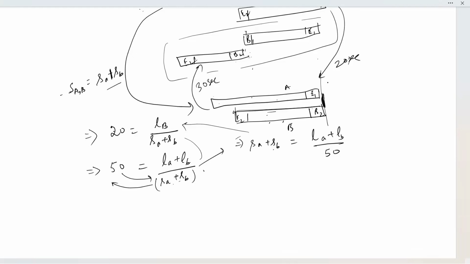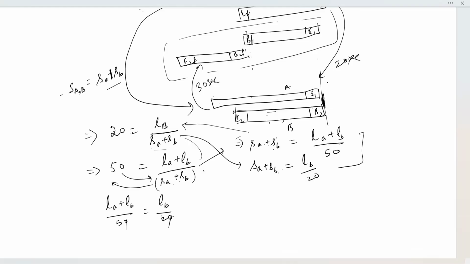And I substitute this value in this equation. Or what I can also do is calculate this value of SA plus SB from this equation also. From this equation, what I get is SA plus SB is equal to LB by 20. Now I will equate them because these two things are the same. So what I'll get is LA plus LB by 50 is equal to LB by 20.